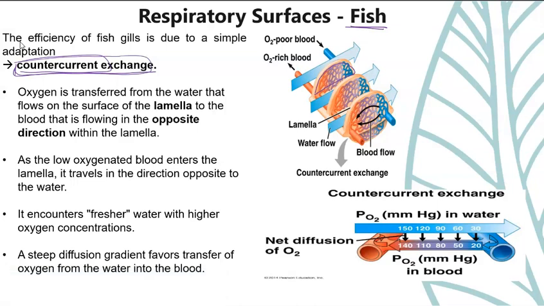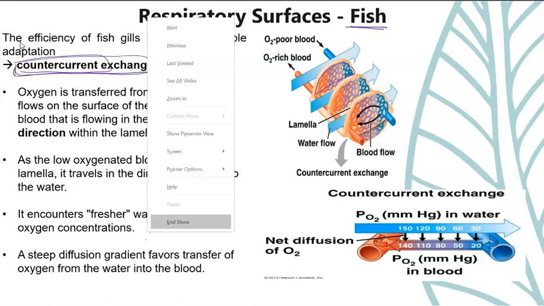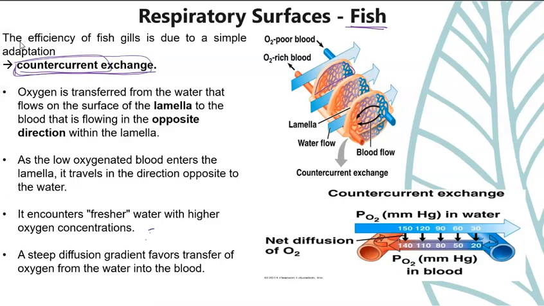Okay, counter current exchange. Fluid that flows in opposite direction and involve exchange of respiratory gas. Water and blood flows in opposite direction, extracting oxygen from the water. So, oxygen is transferred from the water that flows on the surface of the lamella to the blood that flows in the opposite direction within the lamella. So you see here, okay, this is the lamella that has blood capillaries.